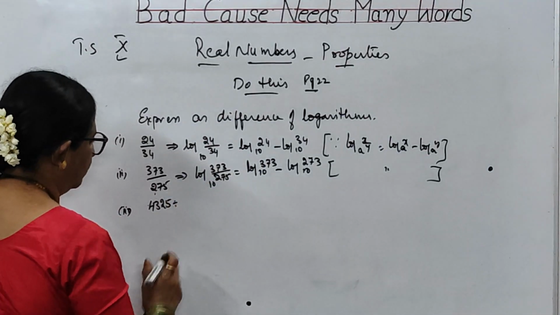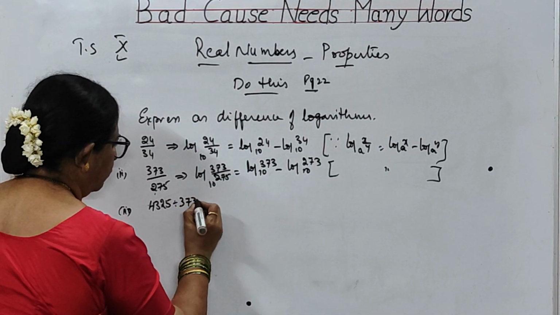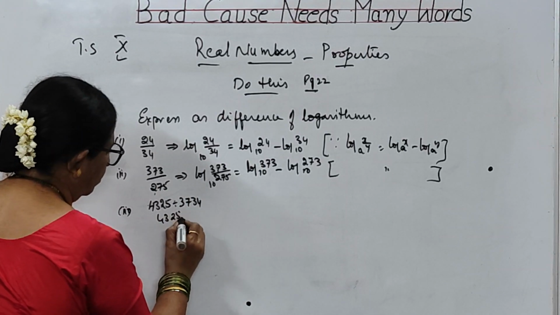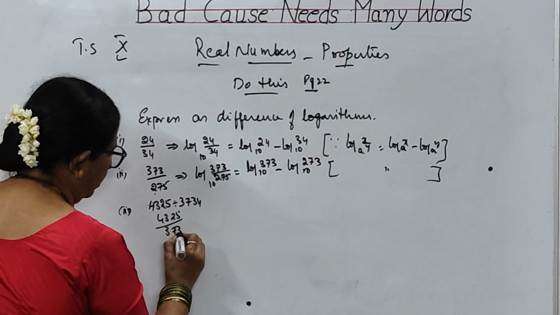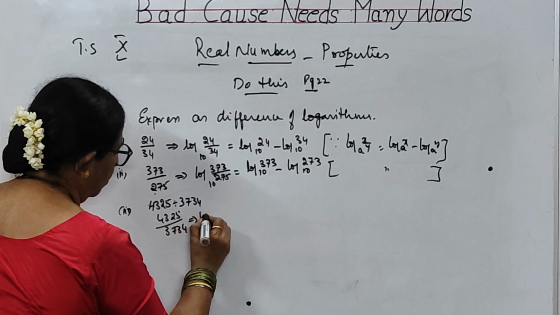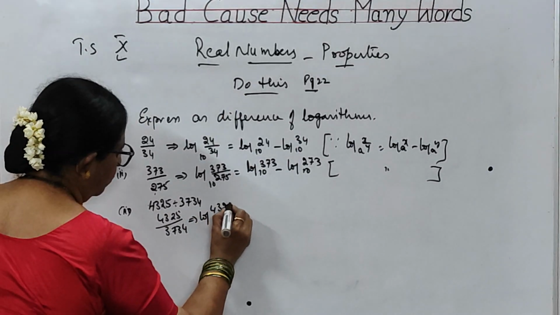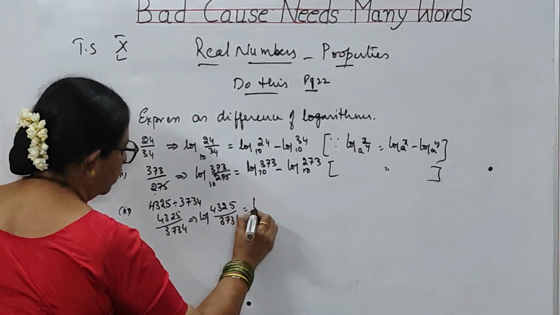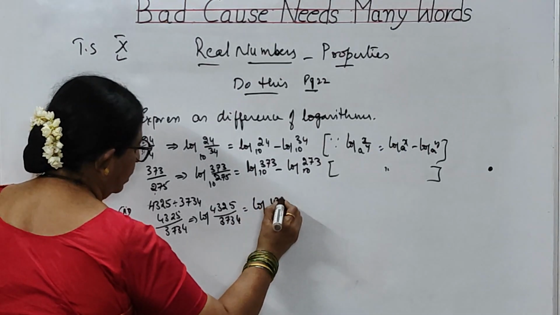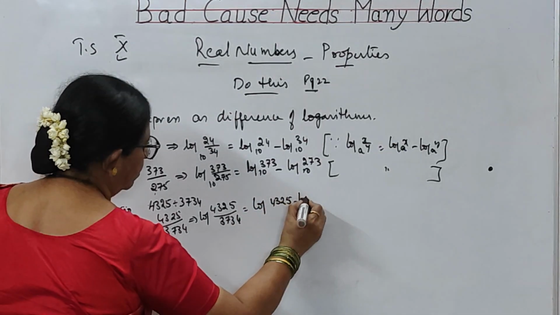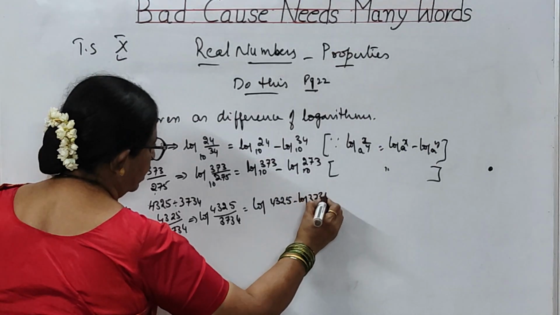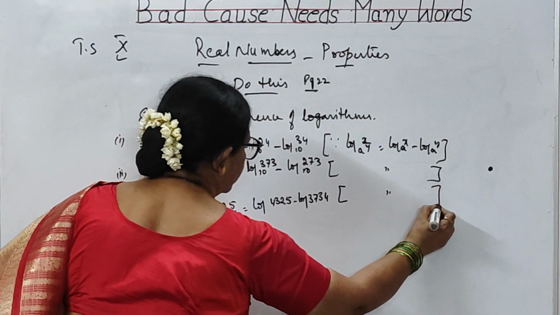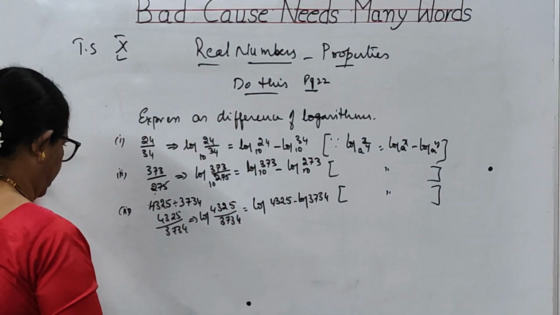3734. This can be written as 4325 by 3734 implies log 4325 by 3734 means log 4325 minus log 3734. The reason is same, the same reason you will be writing.